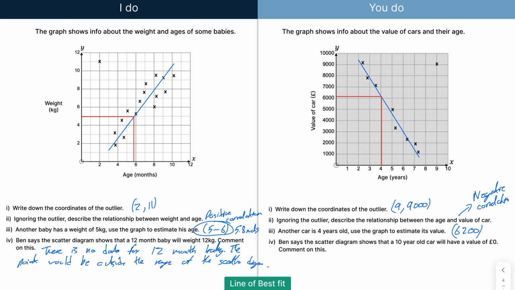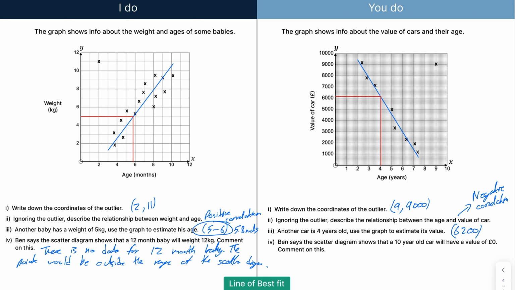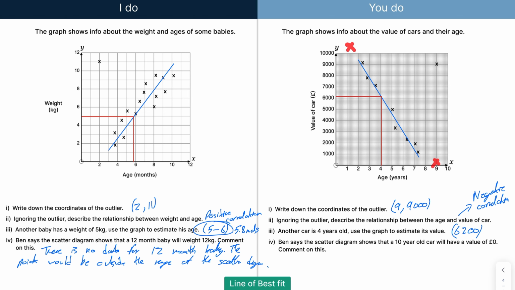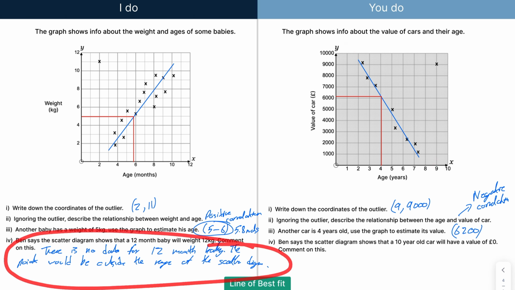So the answer here will be the same as this. There is no data for a 10-year-old car. The point would be outside the range of the scatter diagram. Okay, so that's what we're writing. It's unreliable to go beyond in either direction of the scatter diagram. So it's the exact same answer. Instead of writing 12-month baby, we're just going to write 4-year-old car. There's no data for a 10-year-old car, and that would be outside the range.